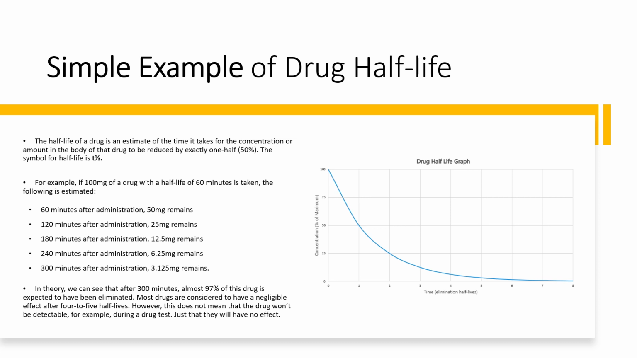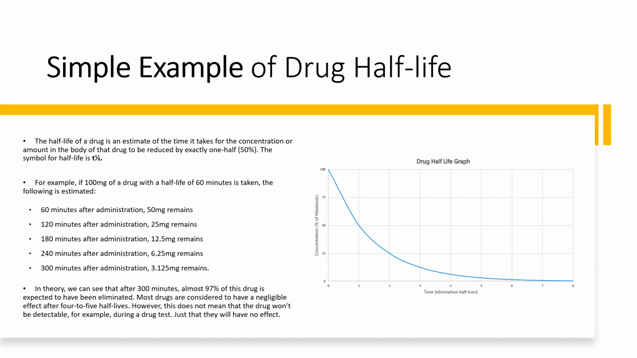After 60 minutes after administration, 50 milligrams remain. So remember, the original dose was 100 milligrams with a half-life of 60, meaning at 60 minutes, half of the drug will be eliminated. So after the first 60 minutes, 50 milligrams remain. After the next 60 minutes, at the 120-minute mark, half of what was there at 60 minutes will be eliminated. So you go from 50 to 25.